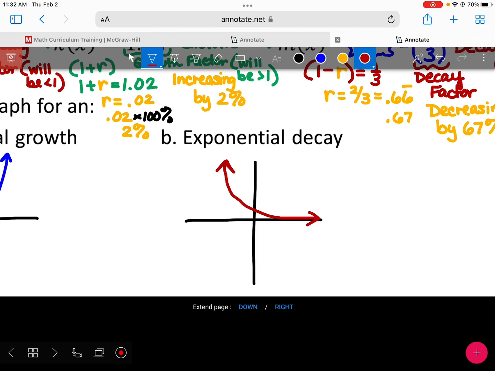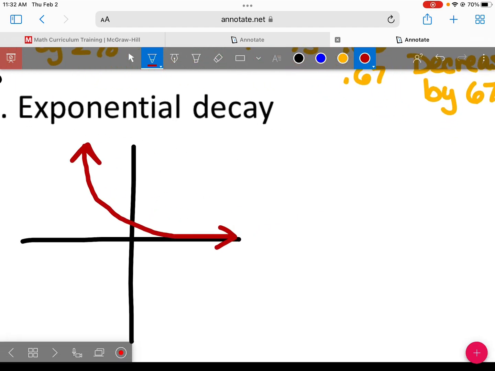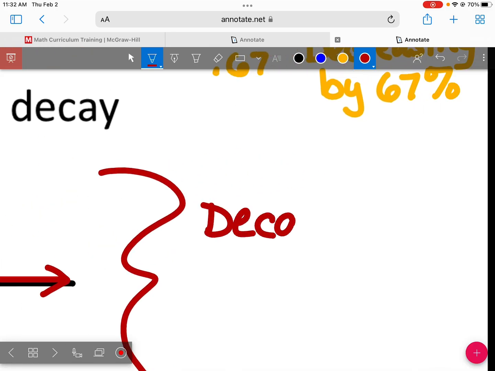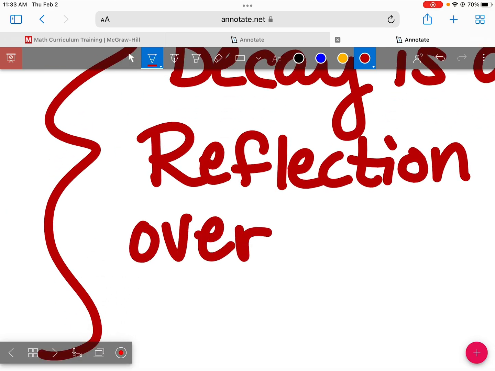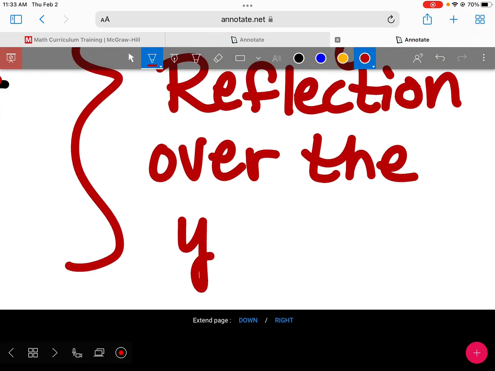What do you notice when you compare these two? They're flipped. Over what? Over the y-axis. So decay is a reflection over the y-axis. Decay is a reflection over the y-axis. So far, so good? All right.